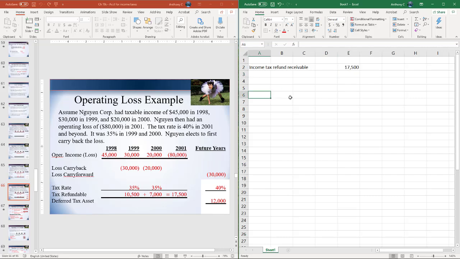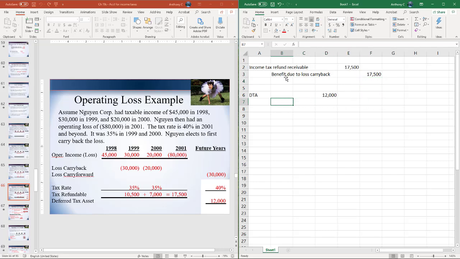So we record these in two separate journal entries. So we're going to debit DTA for $12,000. Now, the other part of these two journal entries should explain why we're getting this income tax refund receivable and this DTA. So this income tax refund receivable, we're going to get this due to a loss carryback. So we have a benefit due to loss carryback for this amount, and that'll be our balancing credit.